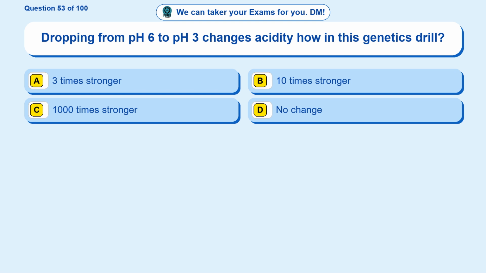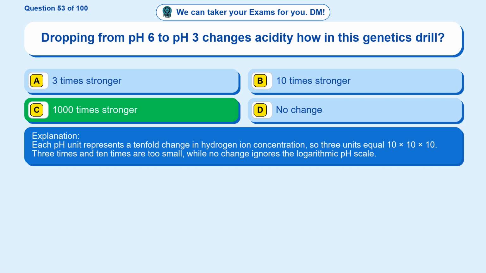Question 53. Dropping from pH 6 to pH 3 changes acidity how in this genetics drill? Option A 3 times stronger. Option B 10 times stronger. Option C 1000 times stronger. Option D. No change. The correct answer is option C. 1000 times stronger. Each pH unit represents a 10-fold change in hydrogen ion concentration, so 3 units equal 10 times 10 times 10. 3 times and 10 times are too small, while no change ignores the logarithmic pH scale.